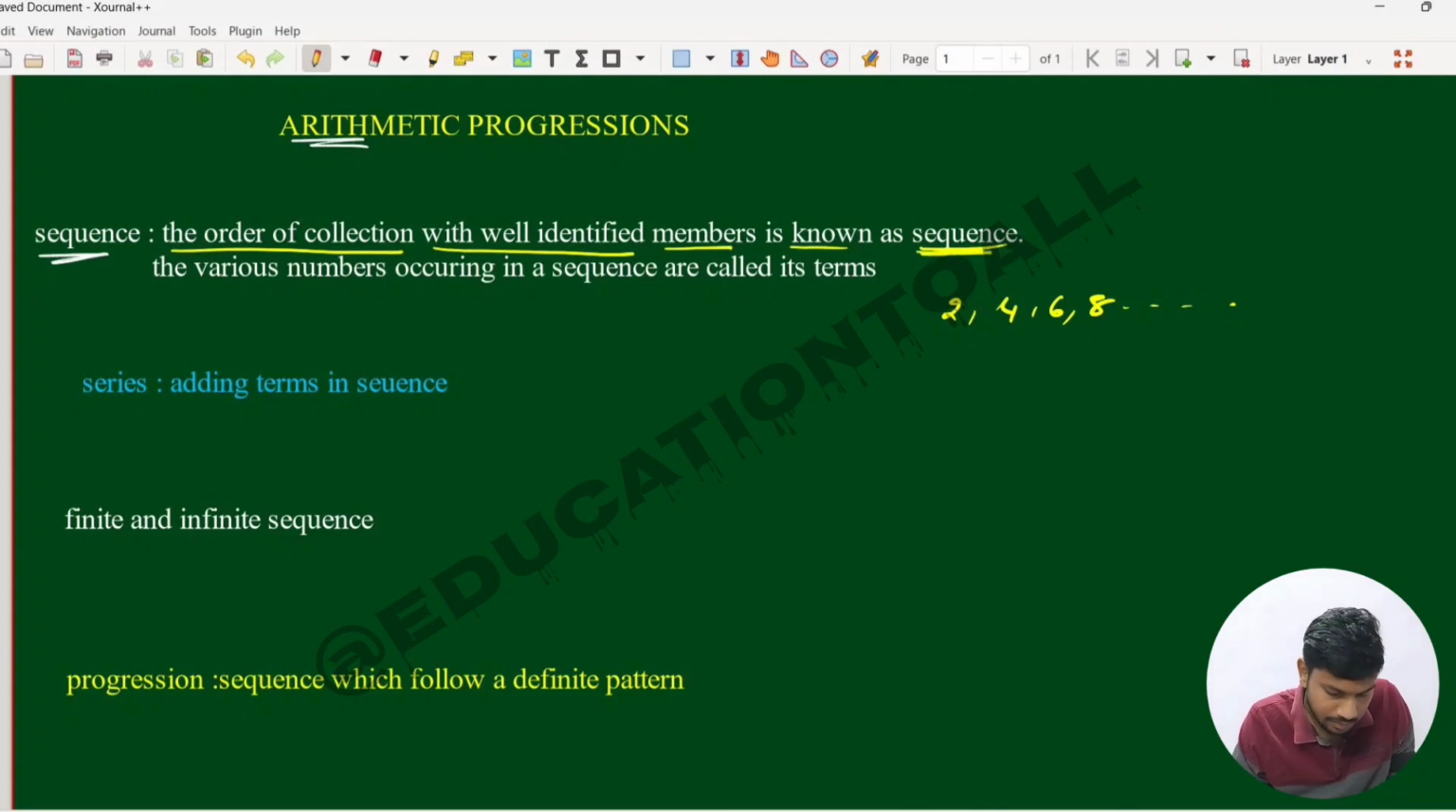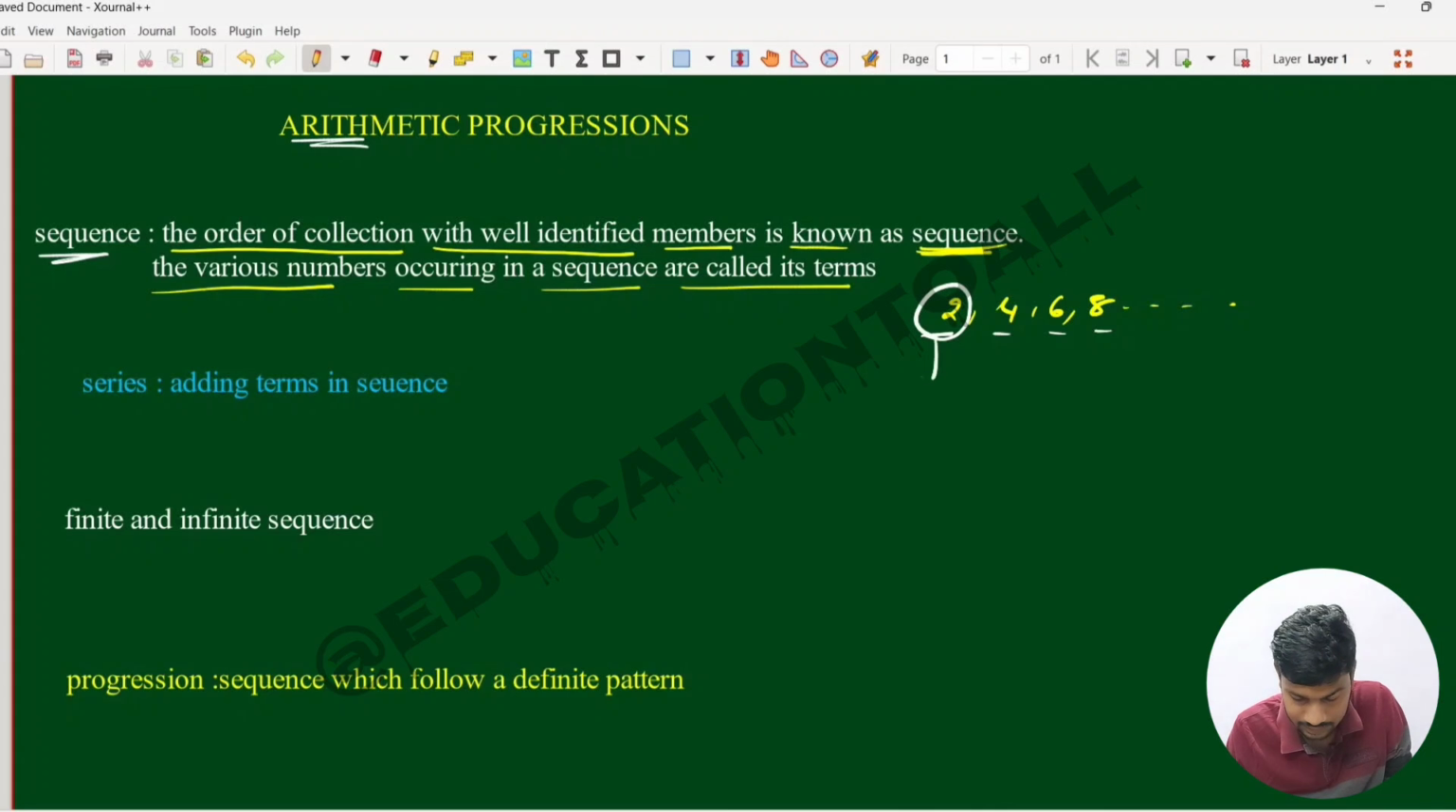The various numbers occurring in a sequence are called the terms, which is very simple. Here 2, 4, 6, 8 are the numbers. Then each number is called a term. 2 is a term, 4 is a term, 6 is a term, 8 is a term and so on. However many numbers we write, each individually is called a term.